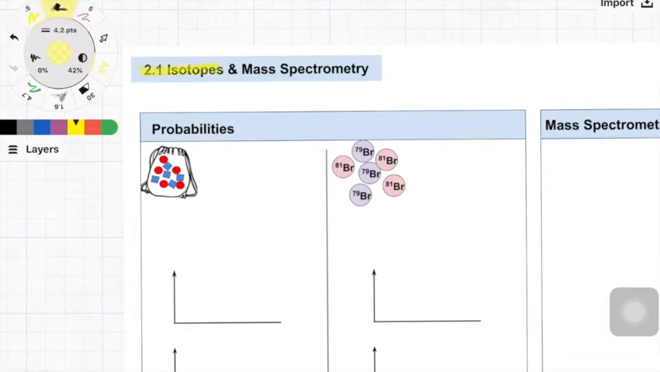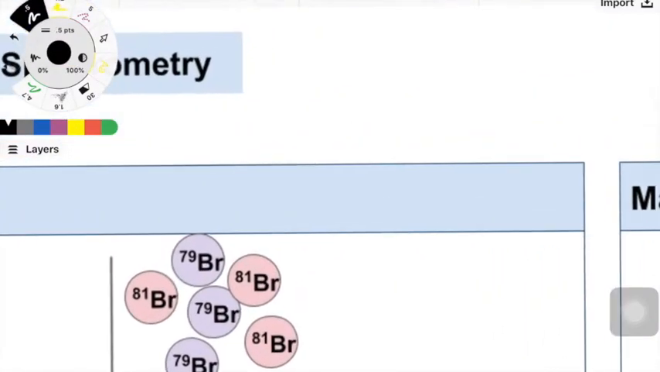Okay, let's very quickly take a look at the atomic symbol before we look at isotopes. So I'm going to write out two atomic symbols. I'm going to write out bromine 79 and bromine 81. Let's think about what that means in terms of the subatomic particles.